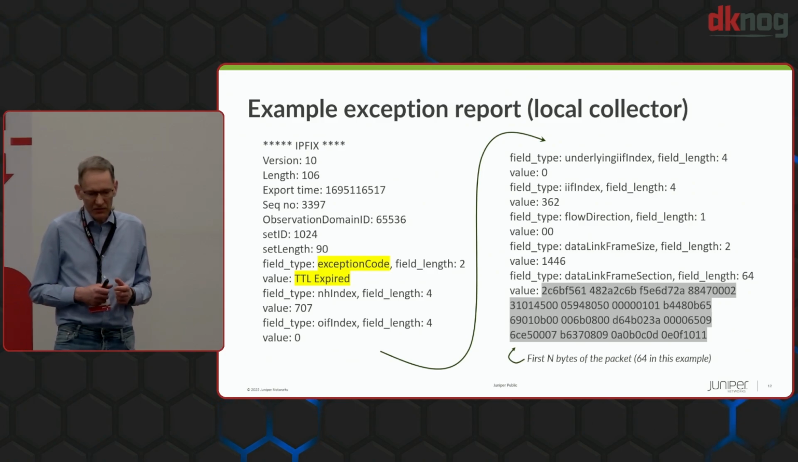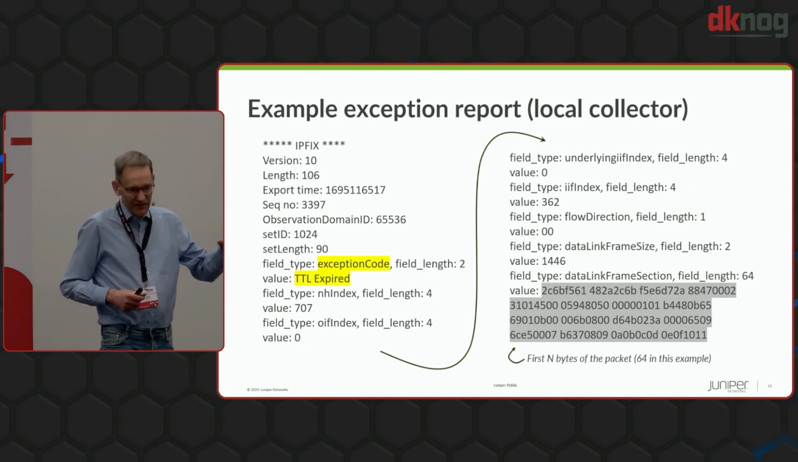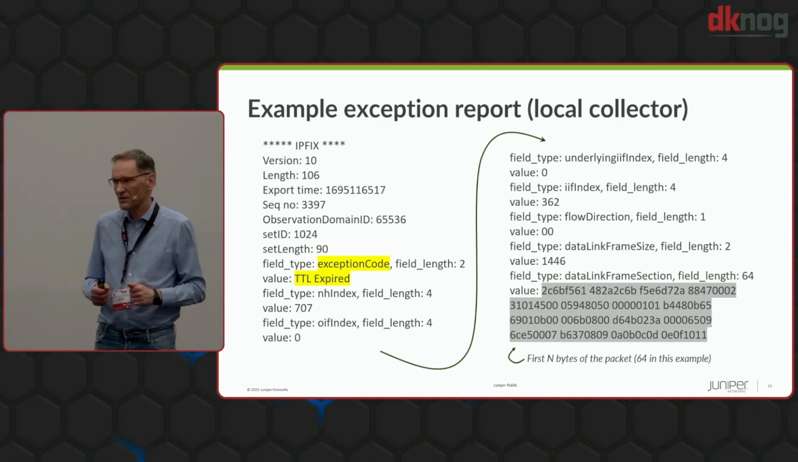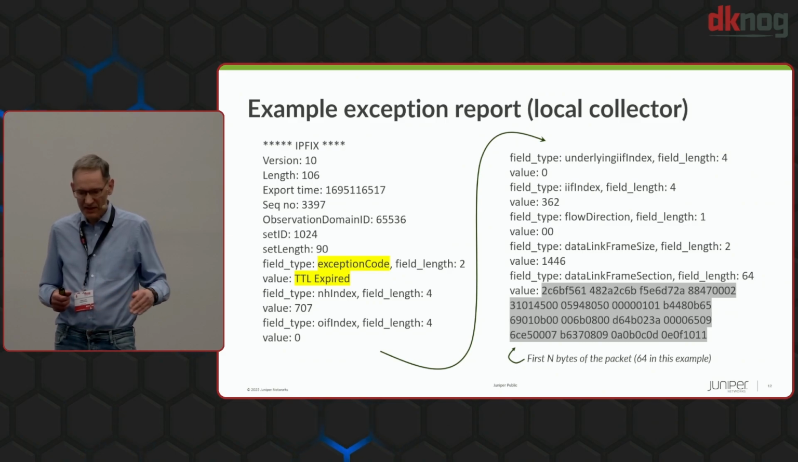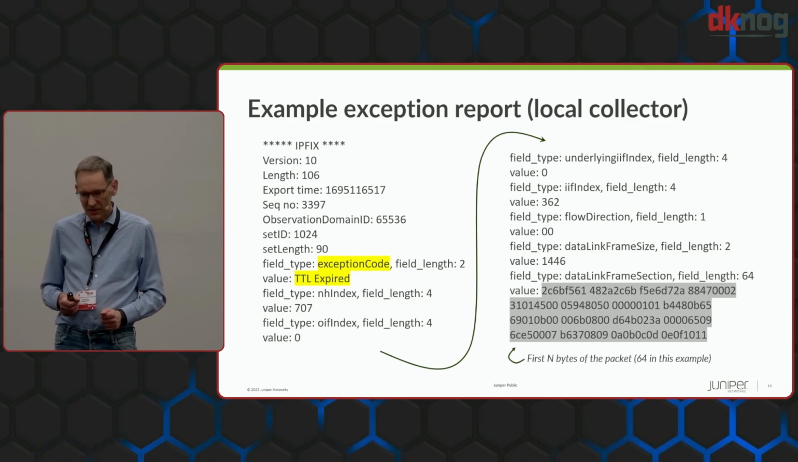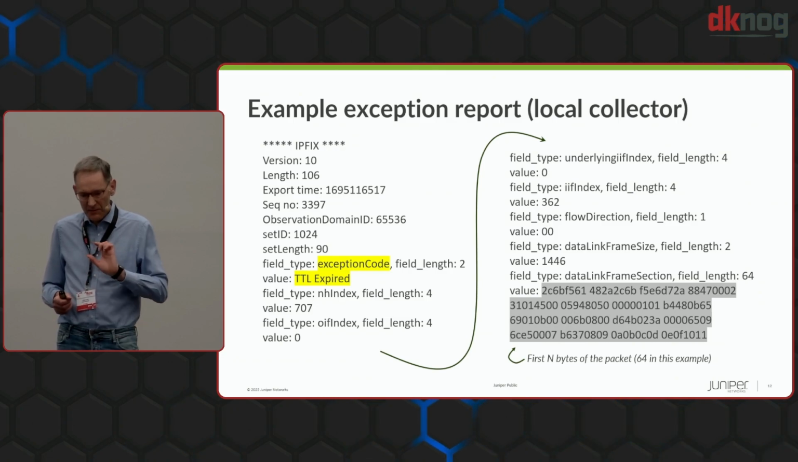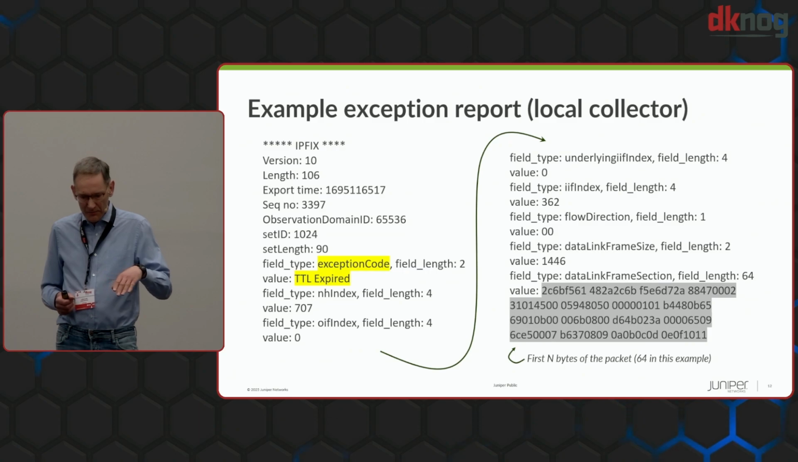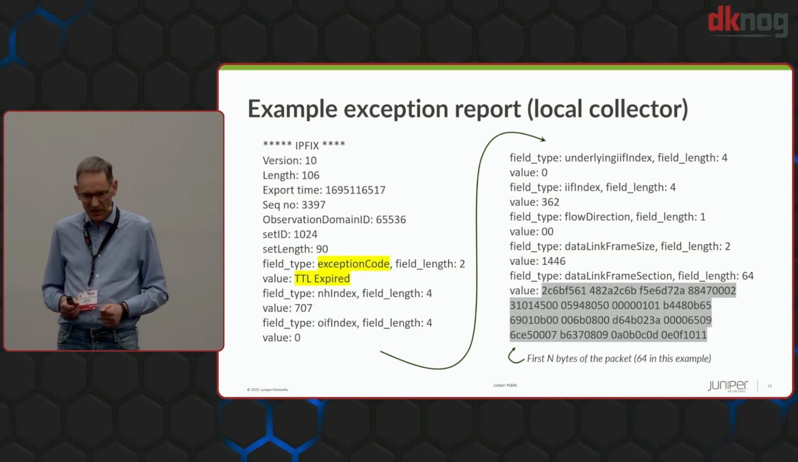And then what you can do is, you could set up an external collector, or if you just want to have a quick look in the lab, you can just send it to the local routing engine on the router where it will put it into a file. And here's an example of that. And so what I'll do is I'll step through the different information elements in this IPFIX exception report.